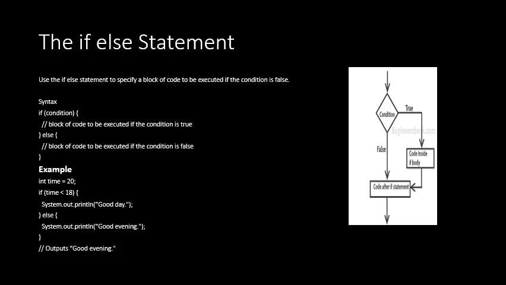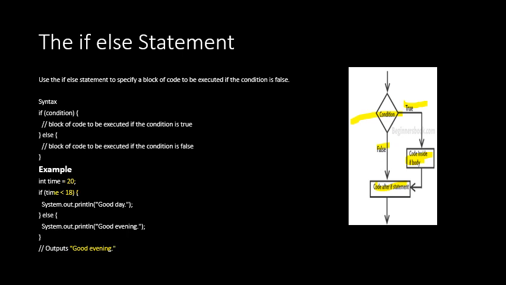Next is the if-else statement. Means we are using two conditions, a true condition and a false condition. If the condition is true, then the true block will be executed. Here, look at the flowchart carefully. If the condition is true, then this true block will be executed. But if the condition is false, then the false block will be executed. The example clearly defines it. We have taken time as 20. If time is less than 18, then it will print good day, otherwise it will print good evening. So here we will get the output as good evening because time is not less than 18.